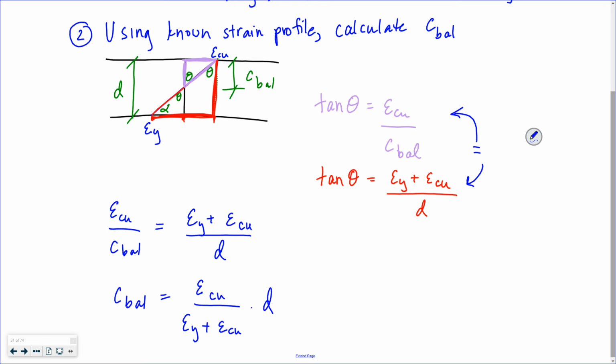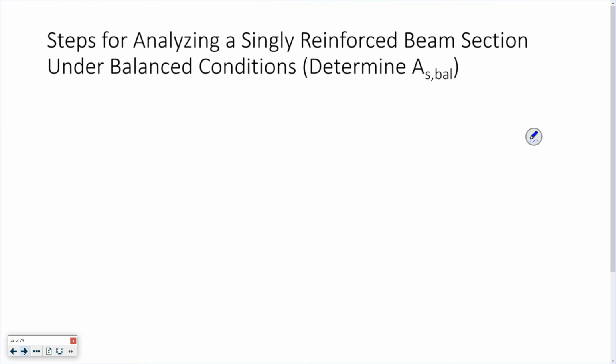So this is all calculating the depth of the neutral axis of a balanced cross section. I do that by using a known strain profile, because it's balanced: my concrete is at epsilon cu, my steel is at epsilon y. The next step, which you could probably do at the very beginning, is to calculate beta 1, which is based on our f prime c.